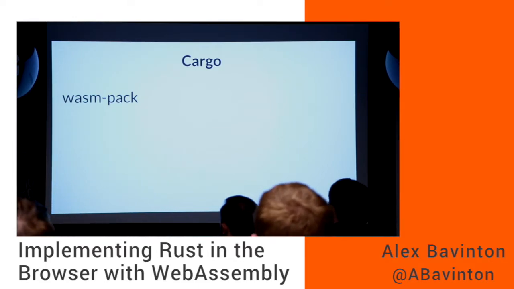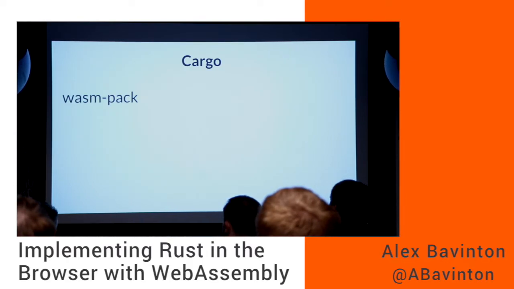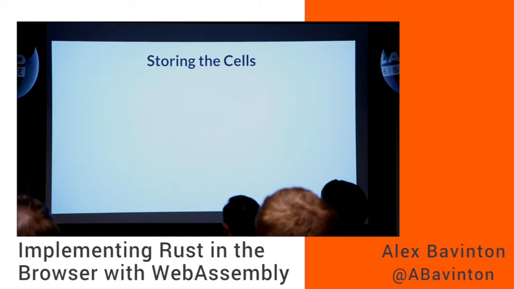So I use this wasm-pack, which is WebAssembly pack, and basically it compiles your Rust into WebAssembly, and it also sets up some bindings for you. It makes really cool JavaScript wrappers around all your functions, so you can call them easily from an existing web app. And it does that via this thing called wasm-bindgen.